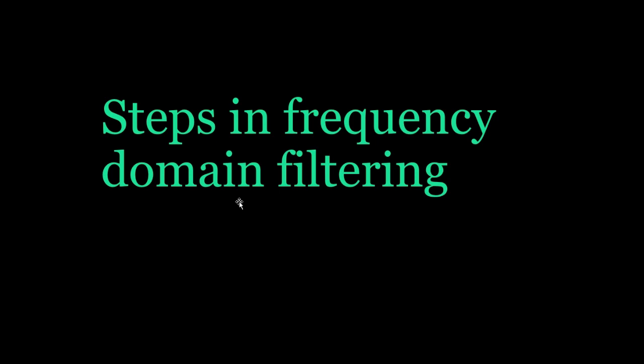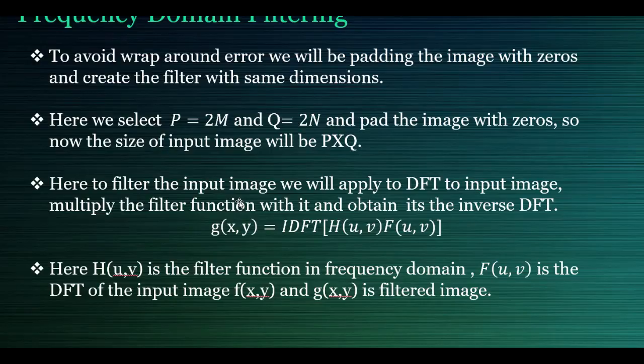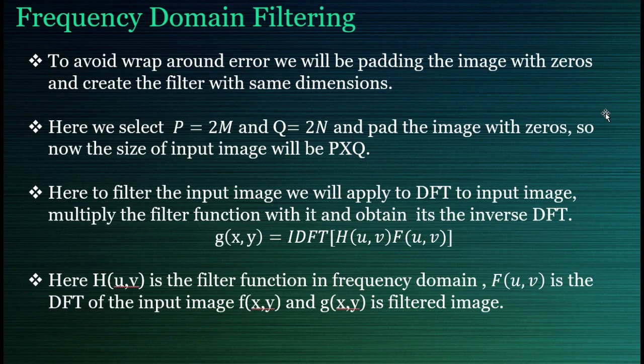Now let's see the steps in the frequency domain filtering. First, in frequency domain filtering, to avoid wraparound error, we will be padding the image with zeros and create the filter with the same dimensions. Generally, we select P equal to 2M and Q equal to 2N, where P and Q are the size of the input image after padding, and M and N are the dimensions of the image before padding.